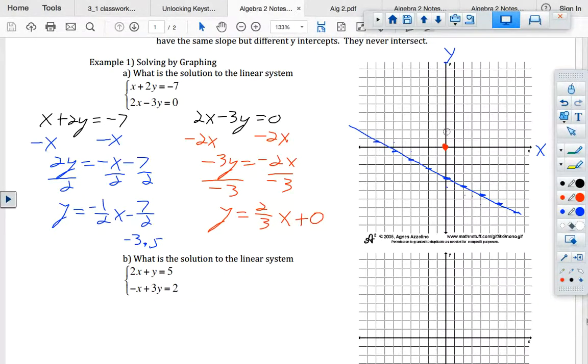Good. Up 2 to the right 3. 1, 2, 3. Now, if I'm looking for where they intersect, guys, I should know I don't have to keep going this way. It doesn't really matter anymore. I need to go this way, and hit the other line. So I'm going to go down 2, 1, 2, 3. 1, 2, 3. And draw a line connecting the dots.